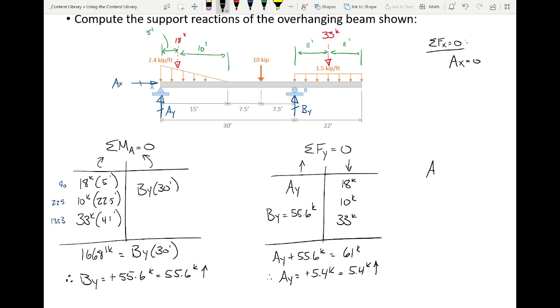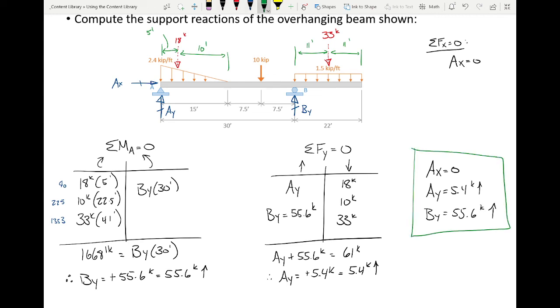So AX is 0. AY is 5.4 kips going up. And BY is 55.6 kips going up. Sometimes I'll just write in my solution "A and S" as a shorthand for answers. But yeah, there you go.